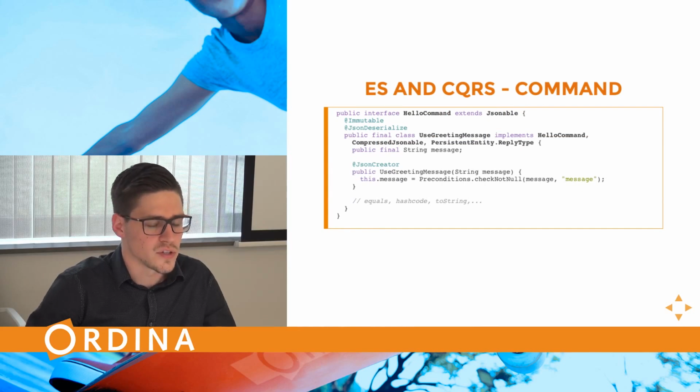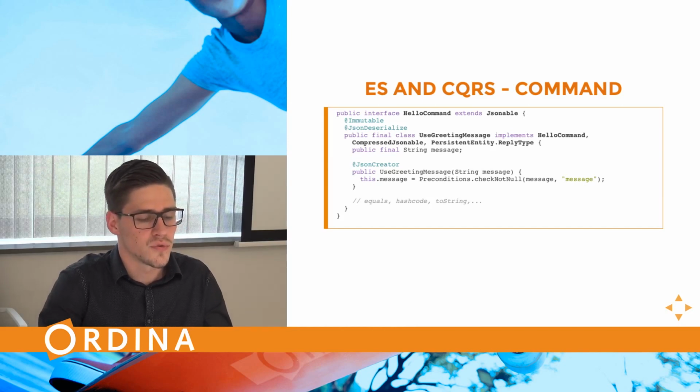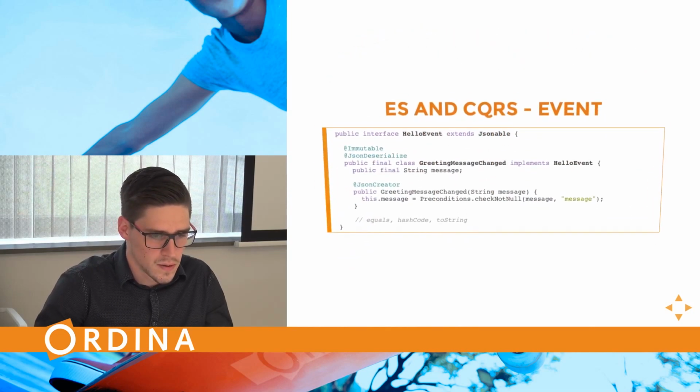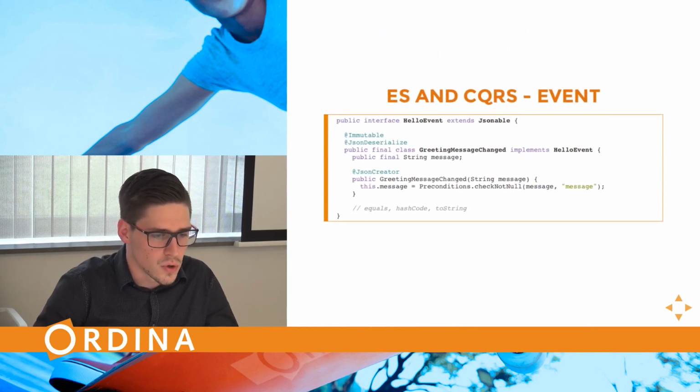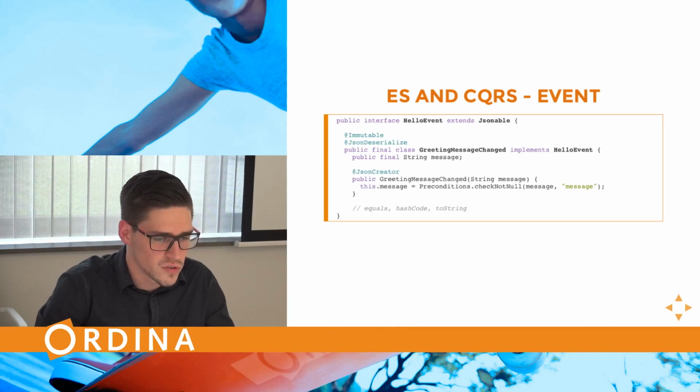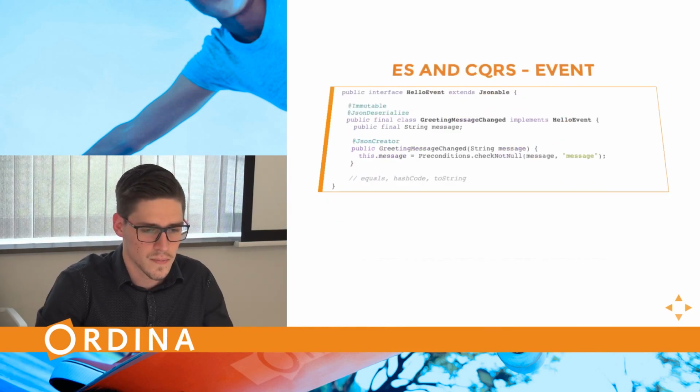Then we have an example of a command. So right here we have a hello command. It's defined as an interface. And for each hello command, we have a class defined as an inner class right here. Then we also have the event class right here. It's also just an interface, a hello event interface with an inner class for the greeting message change event.